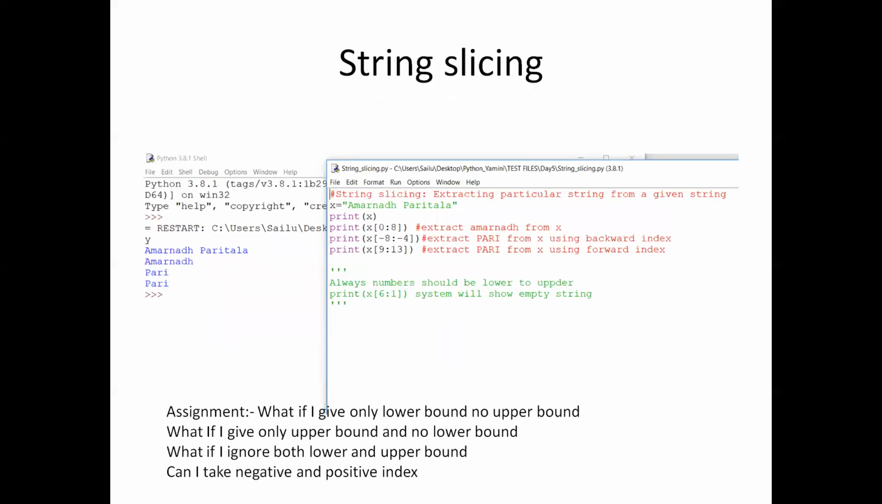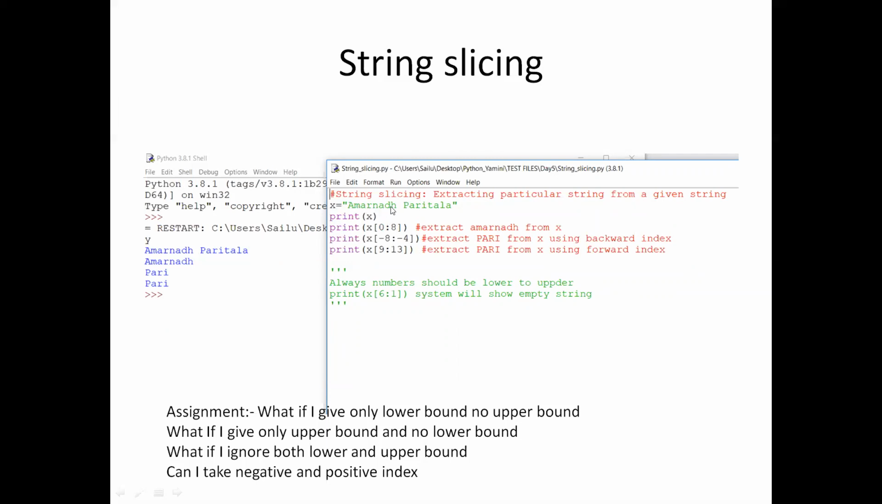Good, Amar. Okay. So we can do some kind of string slicing. String slicing is nothing but a substring. You are taking a particular part from the given string, like a subset of the string. For example, I have the data Amarnath Paritala, a full name, and this is my string, and I'm storing it in the X variable. When you print, you'll get the same name, but I want to extract only some portion of the string. So X in square brackets, give a forward index or backward index. The forward index starts with 0, and I want to extract only Amarnath.